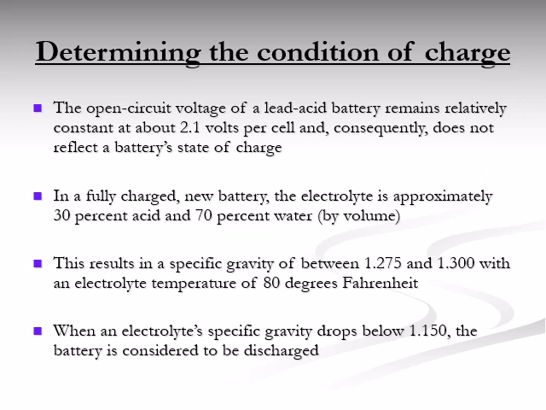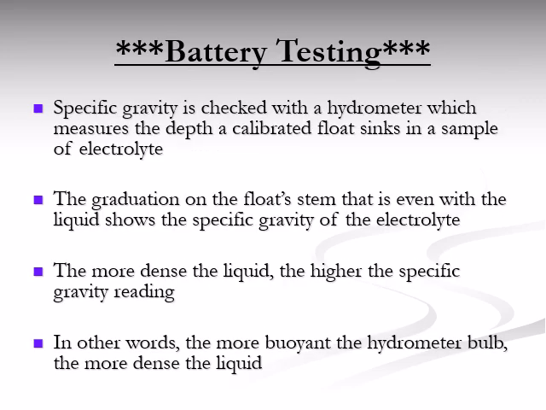Voltage alone doesn't show battery charge. Instead, specific gravity is measured. A fully charged battery has a specific gravity of 1.275 to 1.300 at 80 degrees Fahrenheit. Below 1.150 means discharged. During battery testing, use a hydrometer to measure electrolyte density. The float's height in the liquid reflects the specific gravity. Denser electrolyte gives a higher reading.